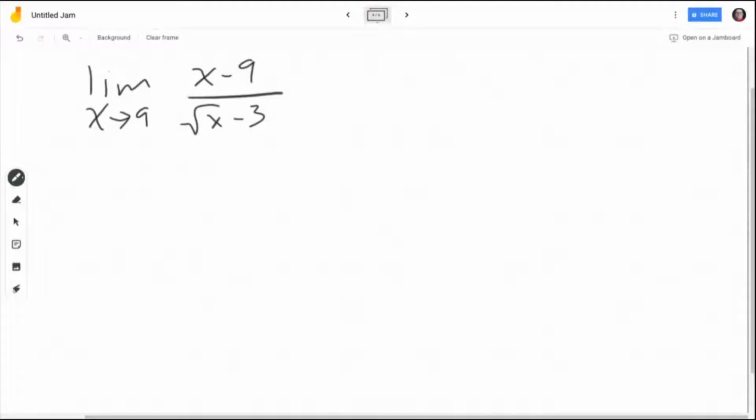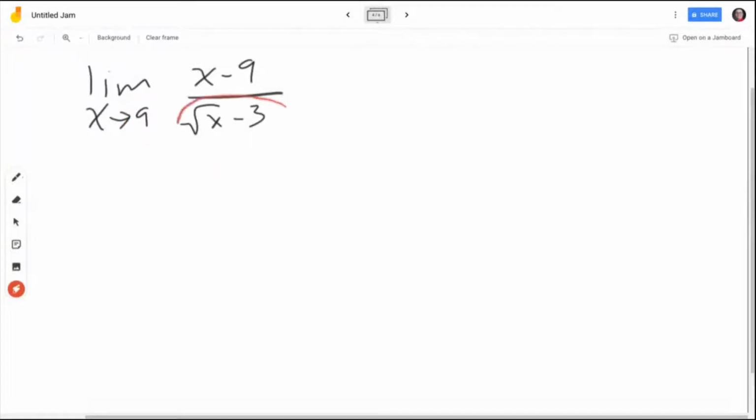All right, here I want to take a look at a limit that involves a radical in the denominator, and if it's a rational function as well, and how to deal with that. So first thing, we need to see that if we plug in the 9, if we evaluate this function at x is equal to 9, will we end up with 0 in the denominator?